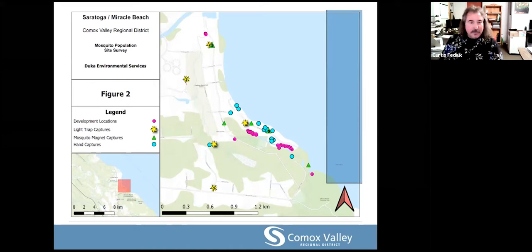Aedes dorsalis, they move about 500 meters. So when we did our light trapping, that's why you can see some of these yellow little stars. We tried to take them out from upwards of 1 kilometer from the salt marsh, just to see how far the mosquitoes were moving. And there's definitely a focus in those areas.